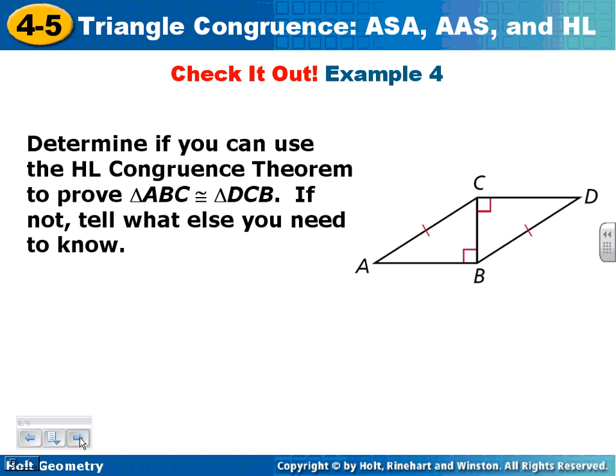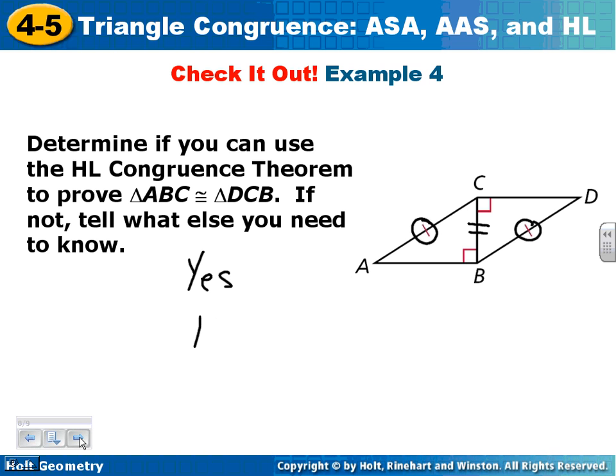Determine if you can use the HL congruence theorem now to prove these triangles are congruent. Well, first of all, double check that you have right triangles. And I do. I see the two boxes in the corner. And it looks like, circle that one, that's hypotenuse and that's hypotenuse. So I have the H part of it. Do I have a leg? I think this shared side right there, it's shared, so it's congruent to both of them. That is my leg. So yes, these triangles are congruent.